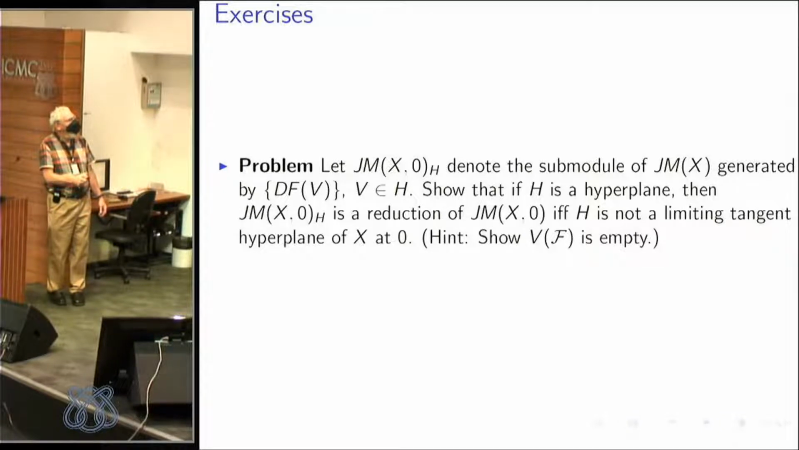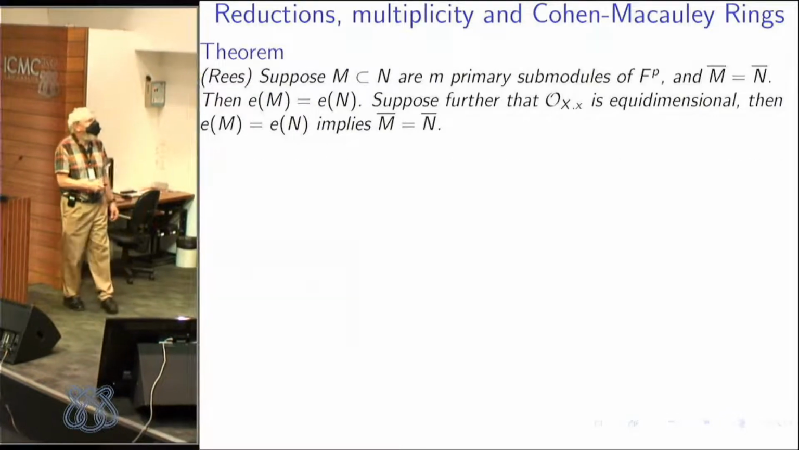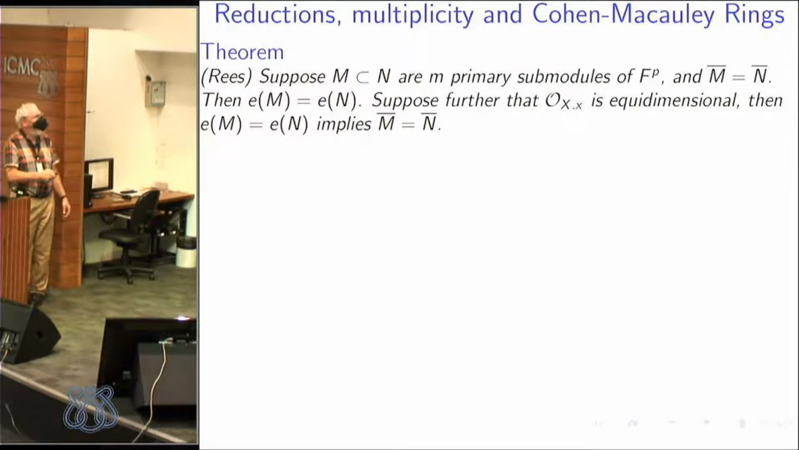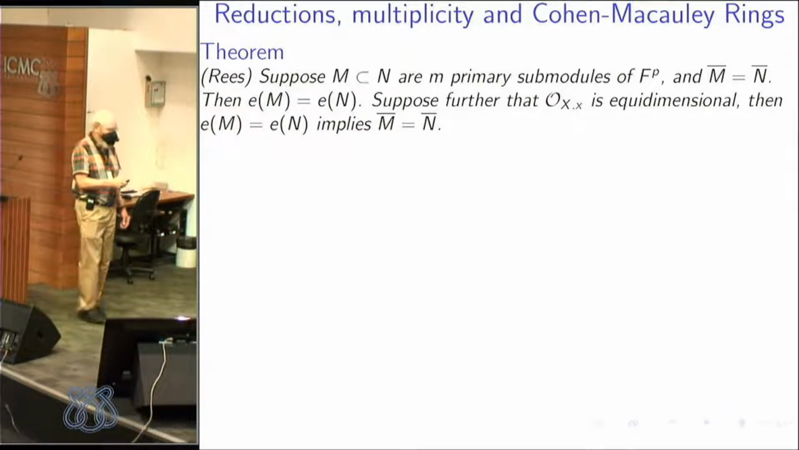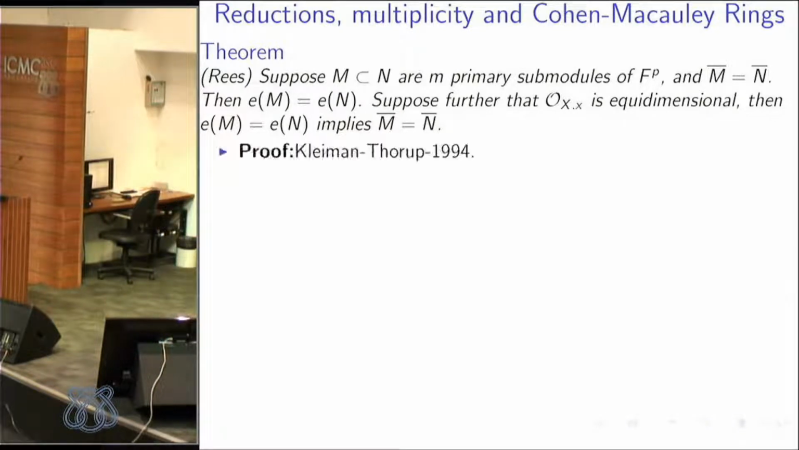And the hint is to show that V of F is empty. So here come the multiplicities. If you have a reduction, then it's always true that they have the same multiplicities. And if they have the same multiplicities and the space is equidimensional, then they have the same integral closures.